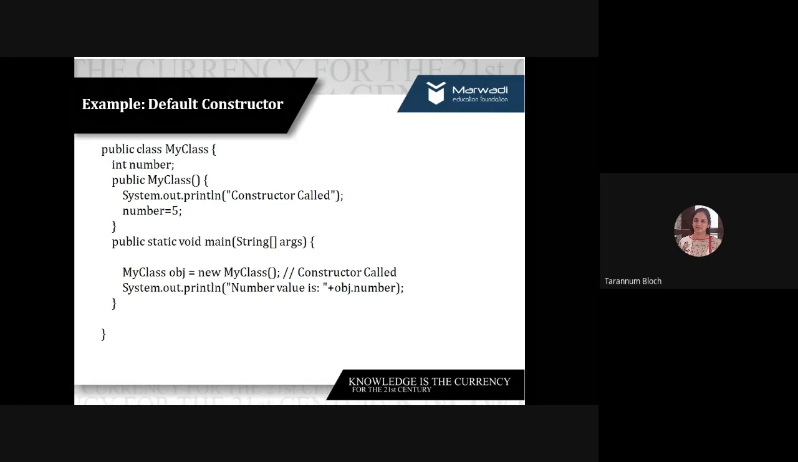Only 5? Yes. Constructor code, number value is 5. Exactly. There will be 2 lines because System.out.println will also be printed. So the output will be constructor code and number value is 5. Good. I'll just request everyone be attentive, think properly, and then answer. Right? So this will be the output. This is about your default constructor.